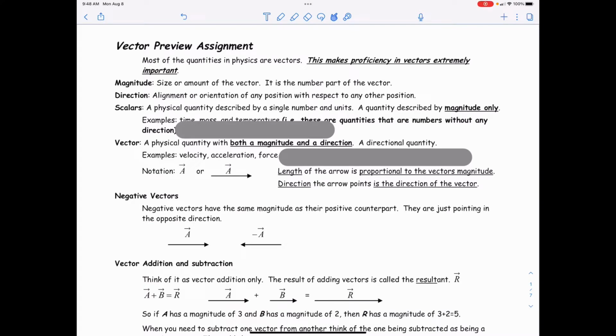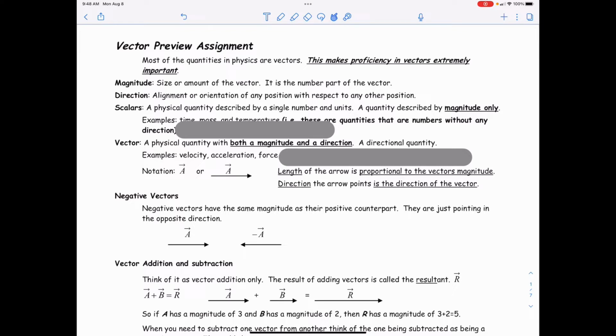Hello and welcome everybody. In this video tutorial, we are going to preview vectors. We'll preview what they are, what they stand for, how we can represent them, and how we can work with them mathematically. Let's begin. Please remember to pause or rewind this video as necessary.